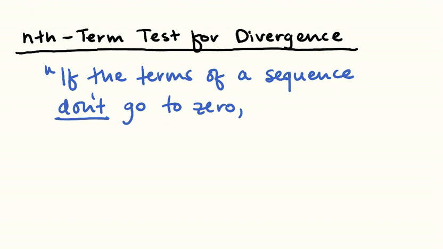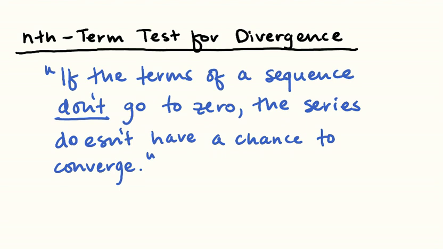And this will be what we call the nth term test for divergence. Really, this is going to be the contrapositive of the previous theorem. If the terms of a sequence don't go to 0, what do you think would necessarily happen? Yeah, it's going to grow. It's going to diverge. Rather than just saying the series must diverge, maybe a better way to think about it is the series doesn't have a chance to converge.